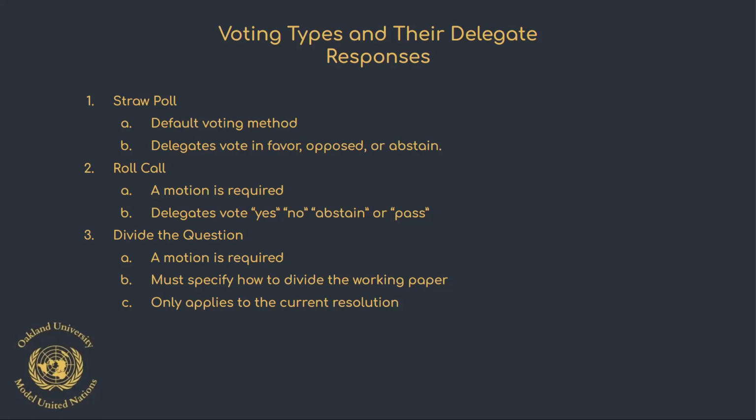Like roll call voting, division of the question requires a motion to be made and applies to a single working paper up for voting, meaning unlike straw poll and roll call voting, division of the question motions only apply to the working paper at hand.